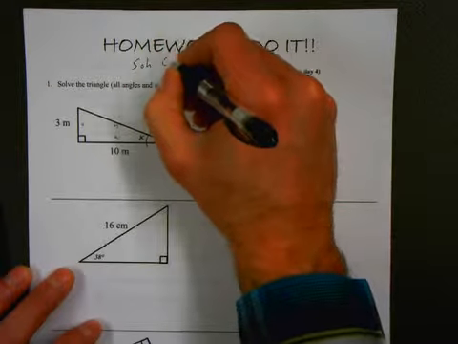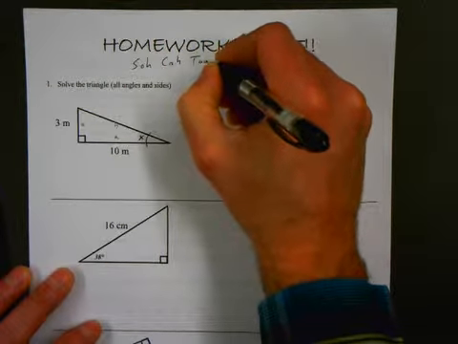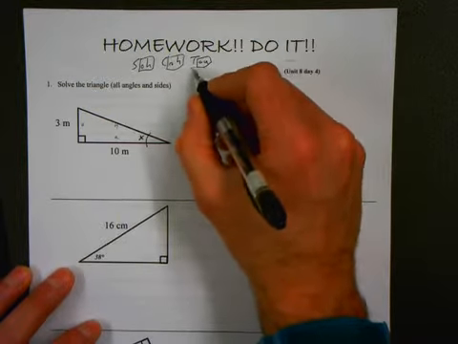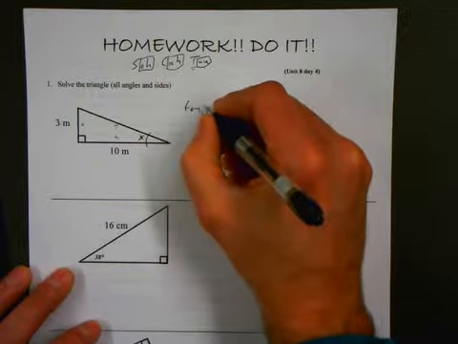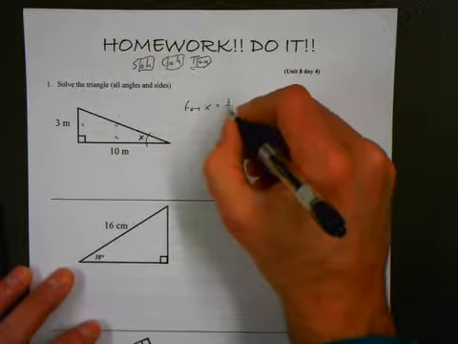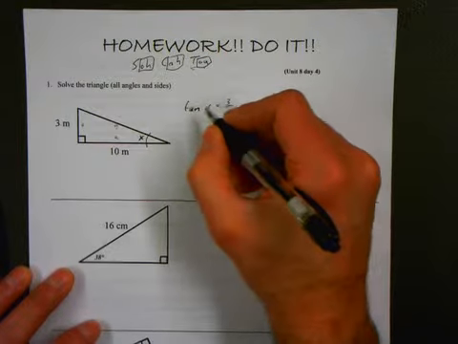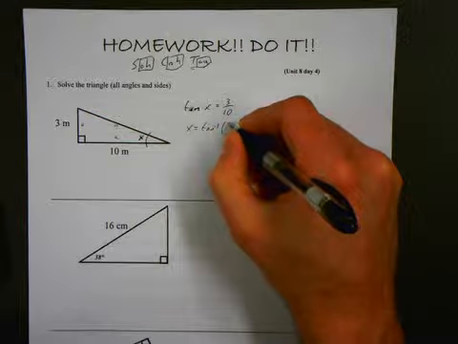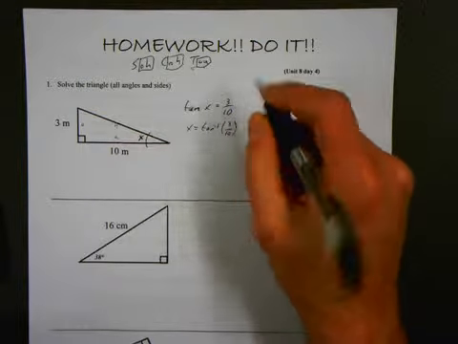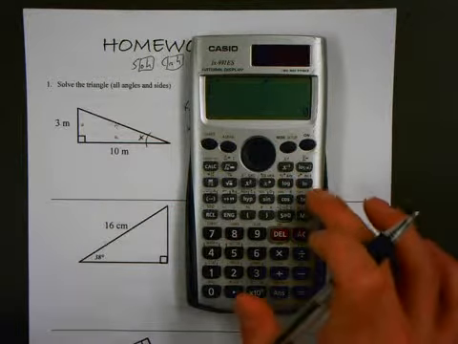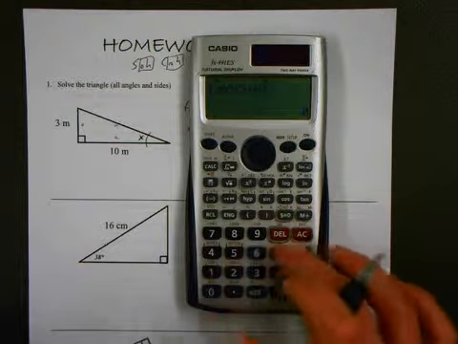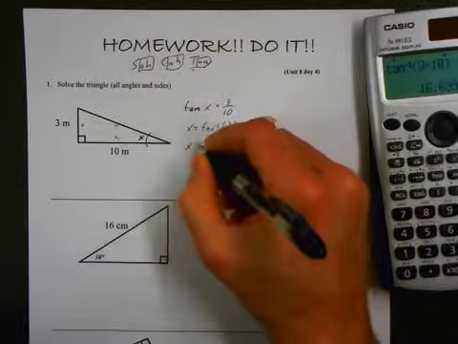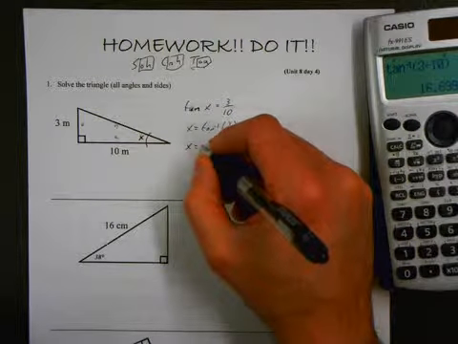Remember SohCahToa. So I have O and A. So because I've got O and A, I'm going to use tan. Okay, so the tan of x is equal to 3 over 10. Whenever I'm solving for an angle, you do what? You do the inverse. So x is equal to the tan inverse of 3 divided by 10. And I punch that in. And I get 16.7. X is equal to, well, 16.69.